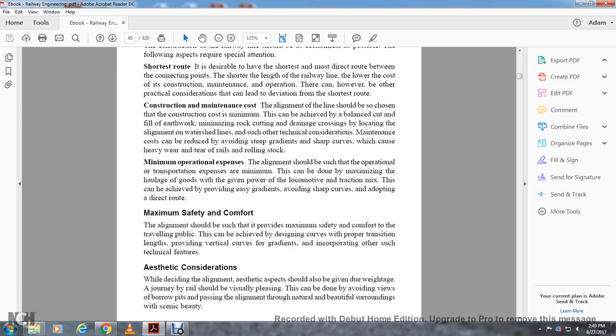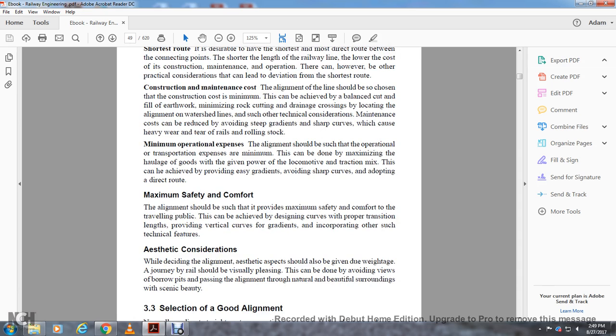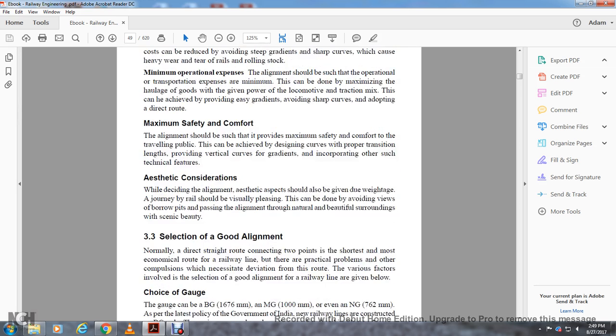Maximum safety. The alignment should be such that it provides maximum safety to the traveling public. This should be achieved with the design of curves with proper transition lengths, vertical curves for gradients, and incorporating such technical features. Aesthetic considerations. When designing alignment, this aesthetic aspect should be given weightage, as the rail journey should be visually pleasing. This should be done by avoiding views of borrow pits and placing the alignment through naturally beautiful surroundings with scenic properties.